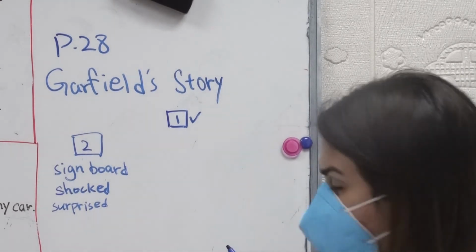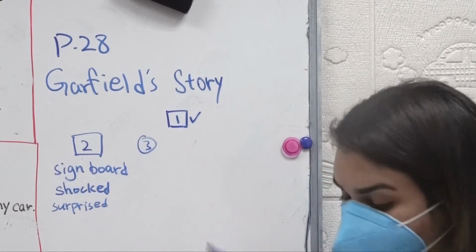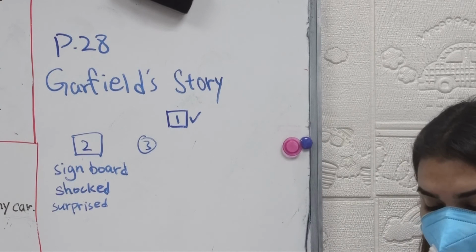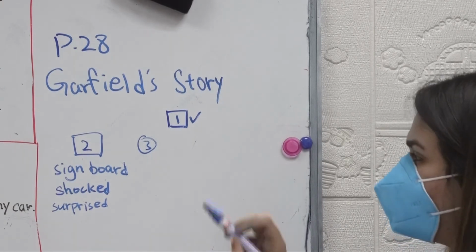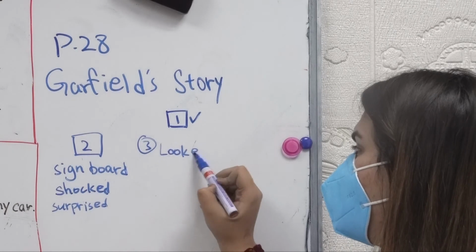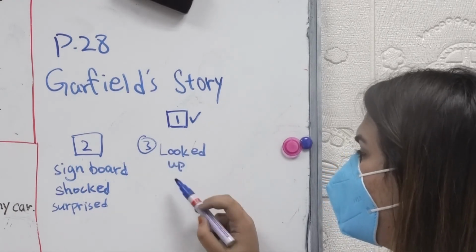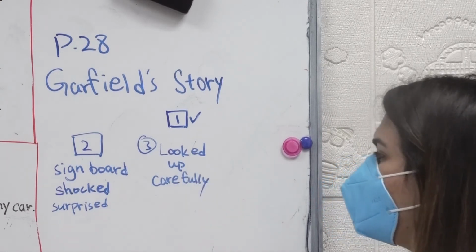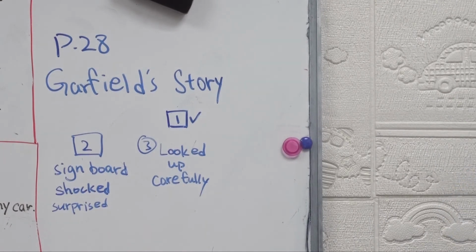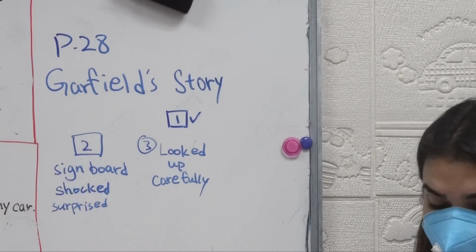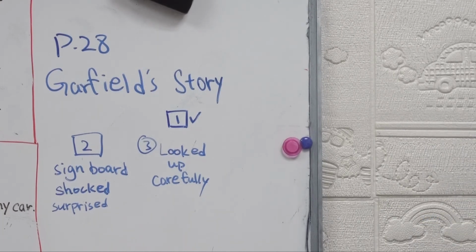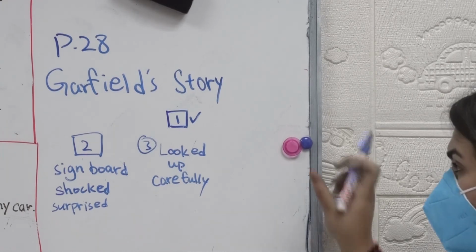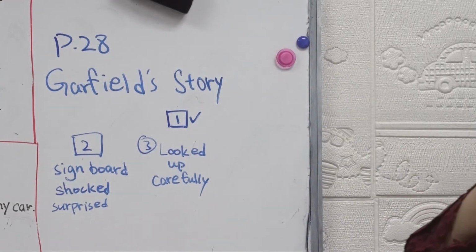All right. And then picture 3, what can you see? Picture 3, you can see he looked up, right? Careful. Remember the adverb we have learned, carefully. You may say he looked up carefully to see if there's a giant squirrel. I'll show you a picture of squirrel, okay? Don't worry.